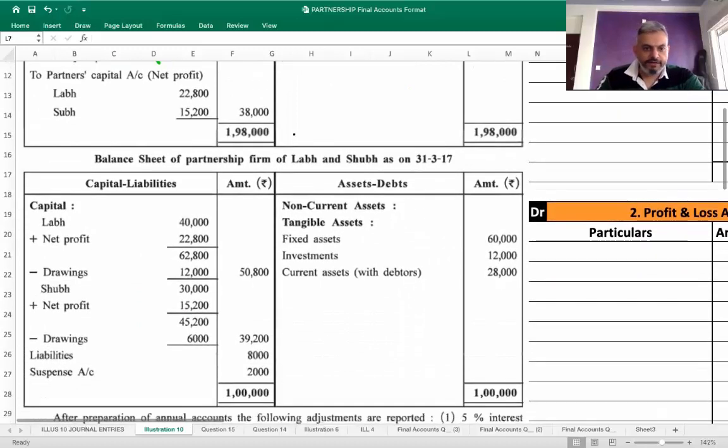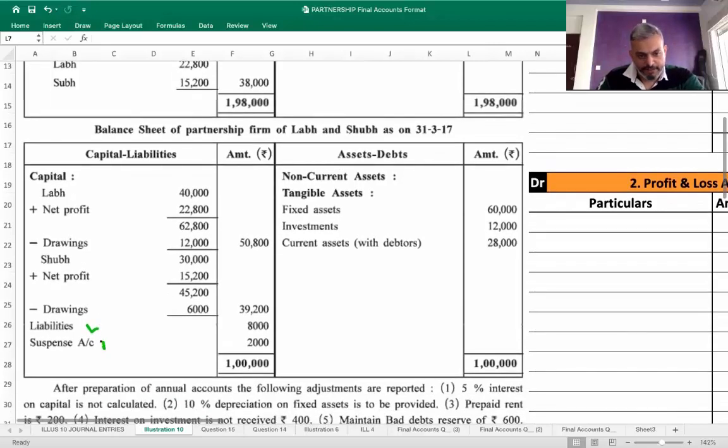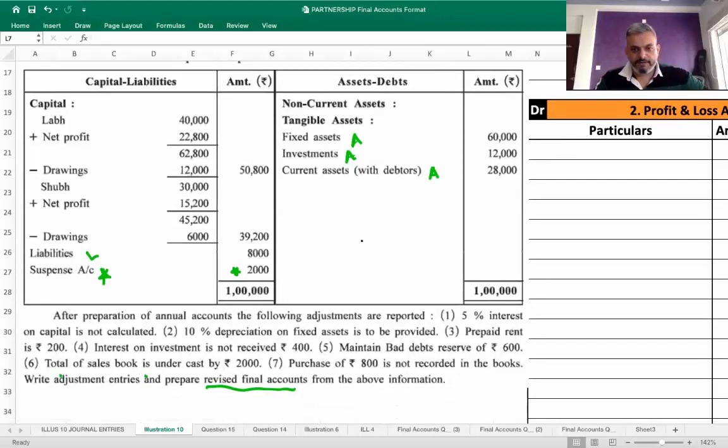Now the balance sheet is given. Capital of Labh and Shubh is given, profit is given, and drawings are given. Liabilities, obviously it is there on the liability side, तो कुछ mark करने की जरूरत नहीं है, but कर लेते हैं. Liabilities, and we have a typical suspense account, 2000 rupees. देखते हैं इसका क्या है. It means our trial balance did not tally. Fixed asset, asset side ही है, फिर भी लिख देते हैं asset; investment, asset; current asset, with debtors, so including debtors, again asset. Now let's see the adjustments.